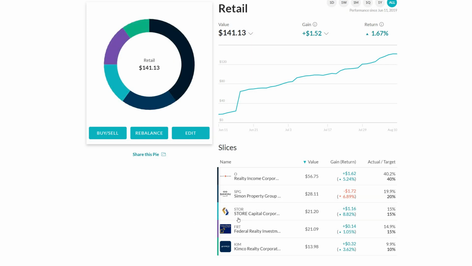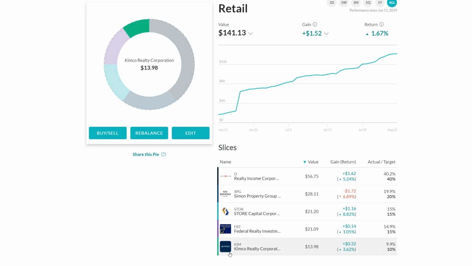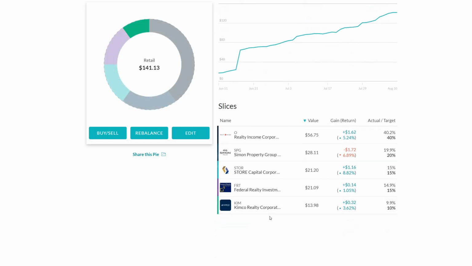Also SPG, STORE, FRT, and Kimco. I have a little bit of a smaller slice in Kimco. I'm a little bit of a bigger fan of SPG. I think it's going to take a lot more for Amazon to kill off where SPG has their shopping centers and so forth. I think SPG is a little bit more of a safer long-term bet than Kimco.